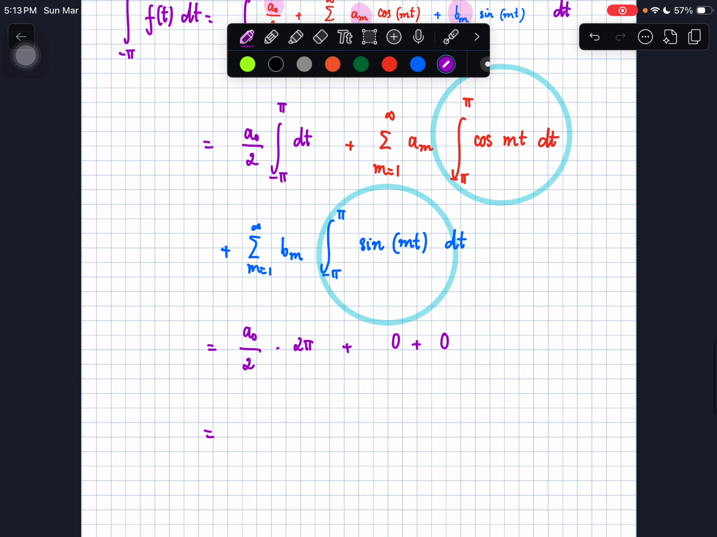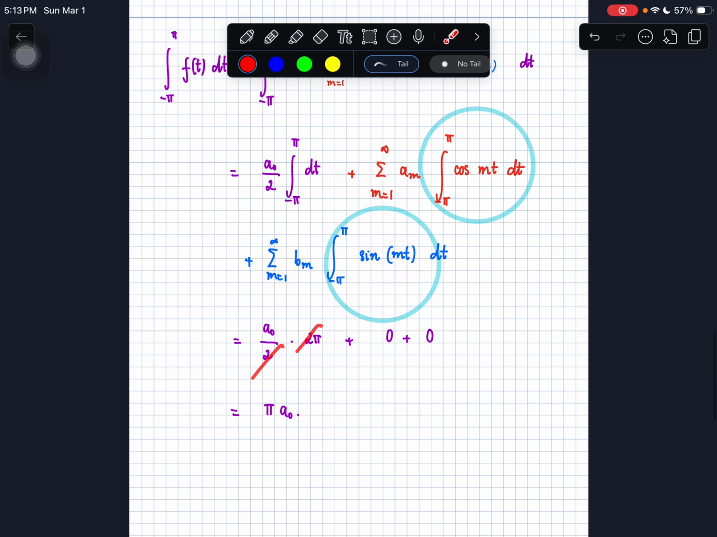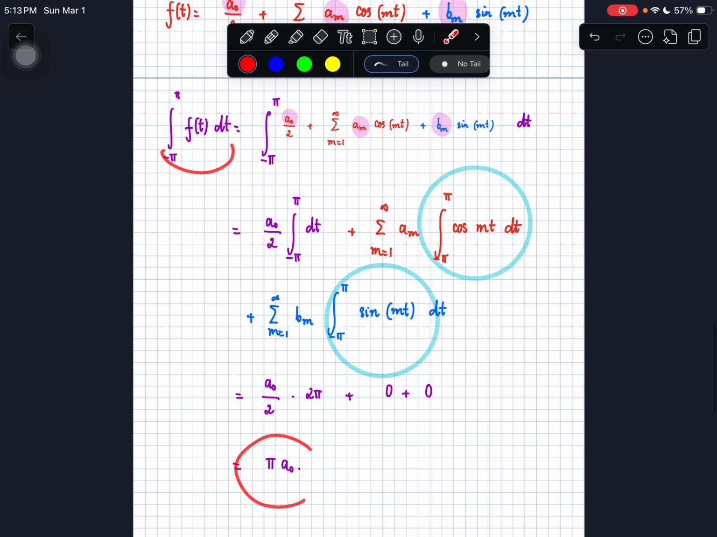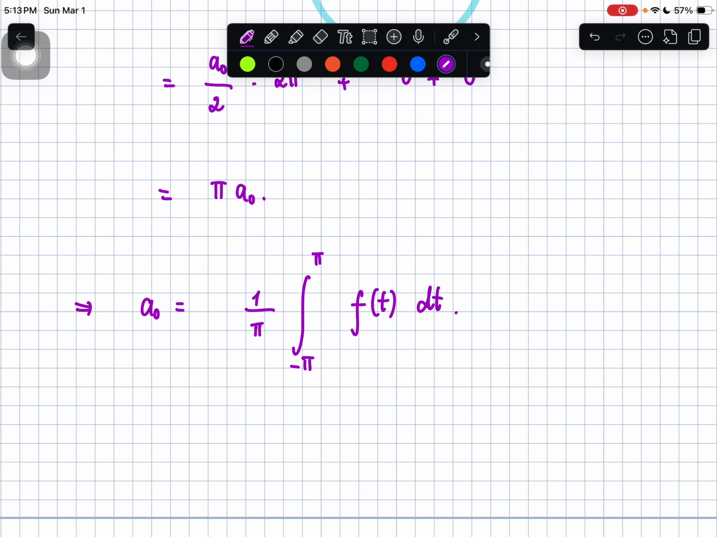Therefore, the right hand side is pi a0. So the 2 and 2 cancel out. Your integral of f(t) dt is equal to this. So given any f(t), you can compute these terms divided by pi, you get a0. a0 equals 1 over pi times the integral from minus pi to pi of f(t) dt. So this is our first coefficient.